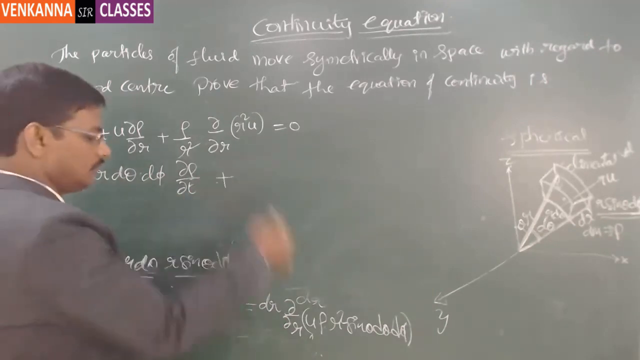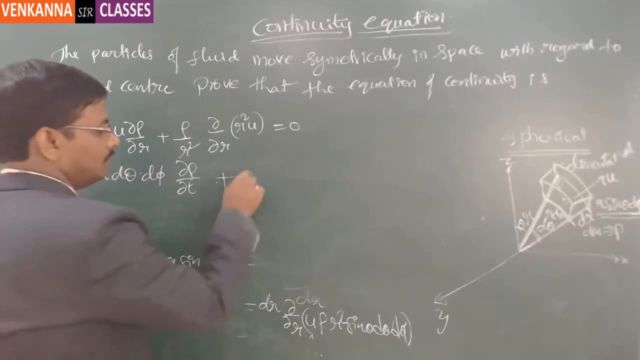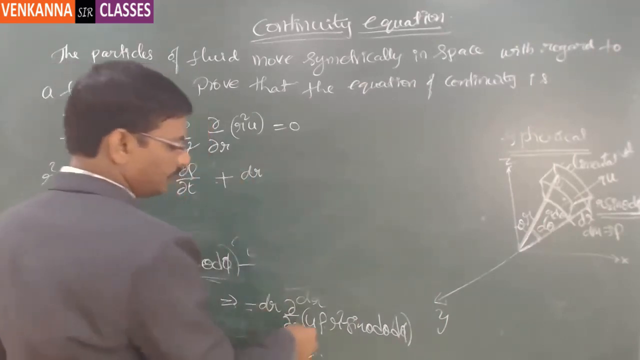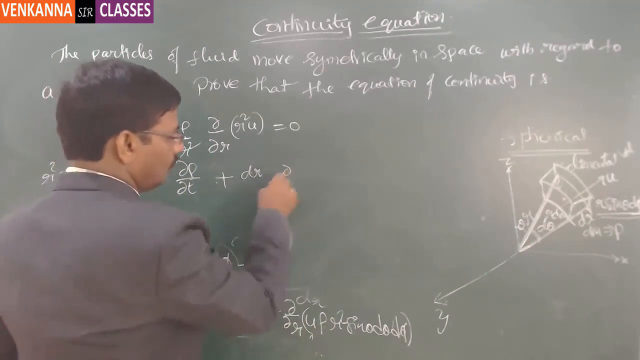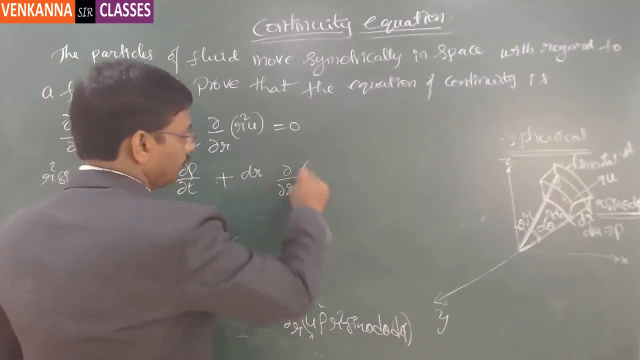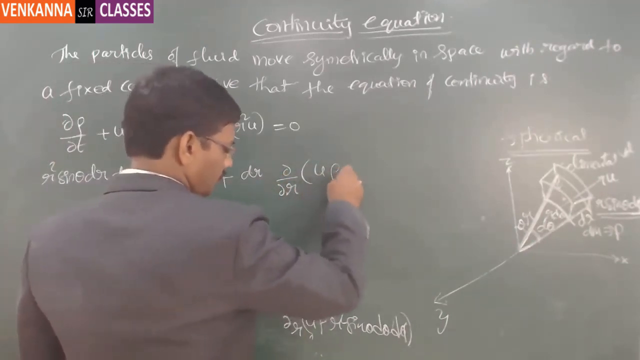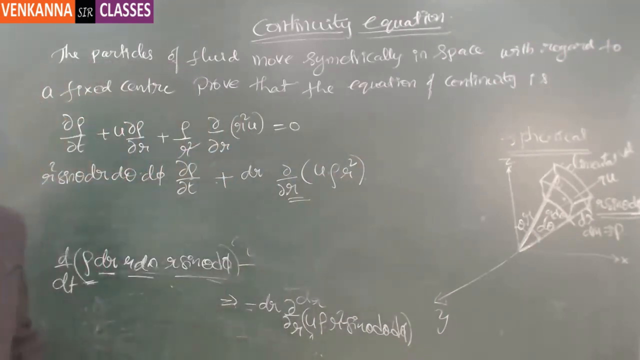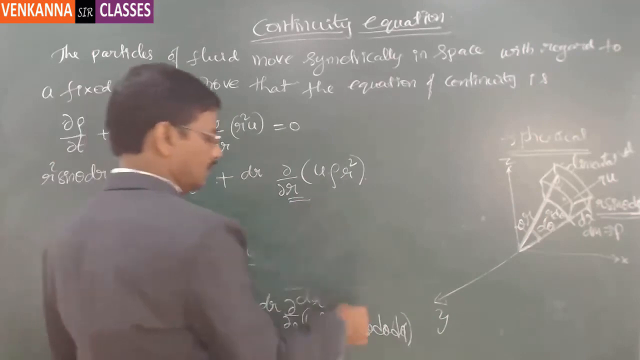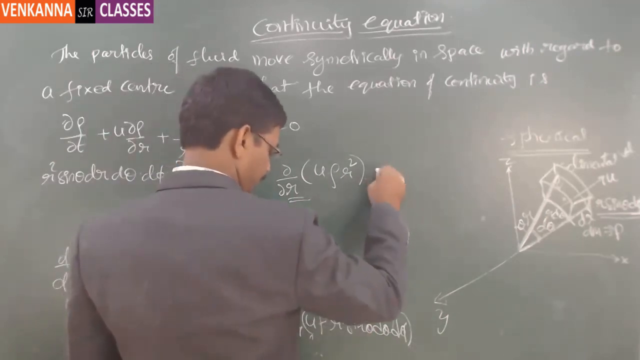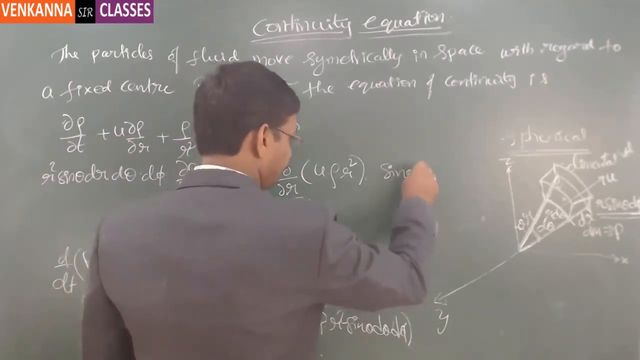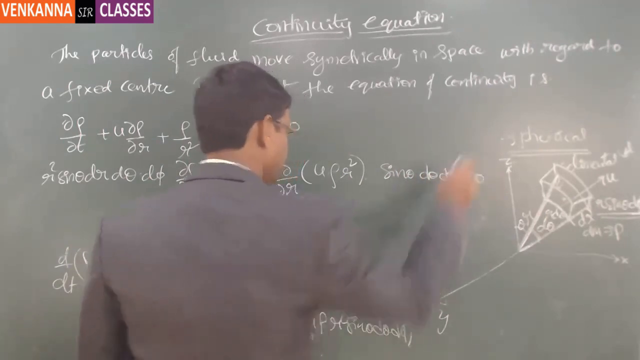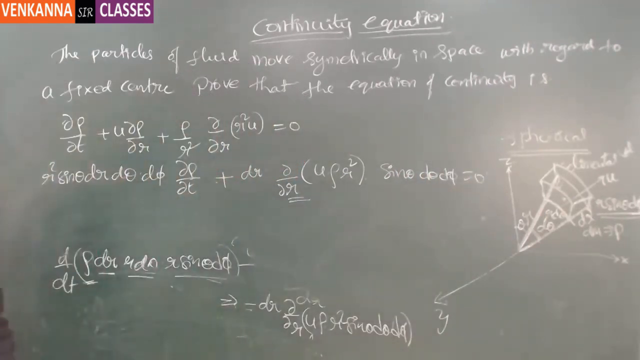And if you bring this minus to the other side, then dr into dou by dou r of u into rho into r square, and this is the only function that is related to r. Then the rest of the things are sin theta into d theta into d phi equal to 0. This is the continuity equation.